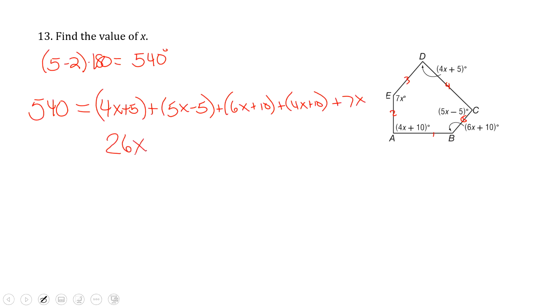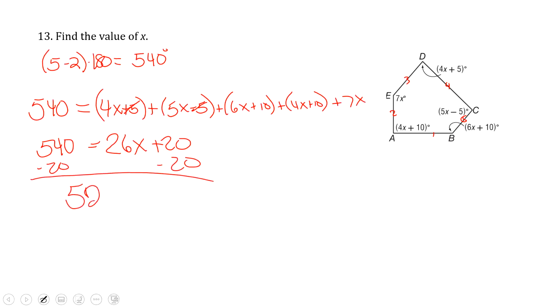Then if I look at the constants quickly, I have a plus 5 and a minus 5 that cancel, so plus 10 plus 10 is plus 20. And that all equals 540 still. Trying to get x by itself, we subtract 20 from both sides. I'm left with 520 degrees equals 26x, divided by 26.